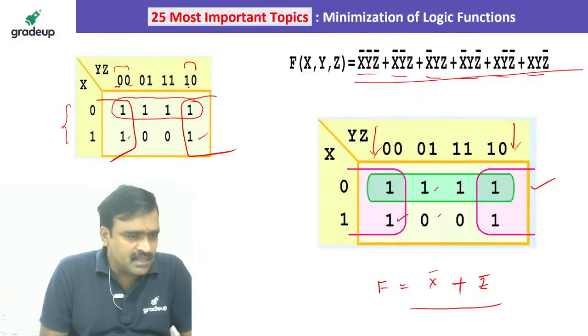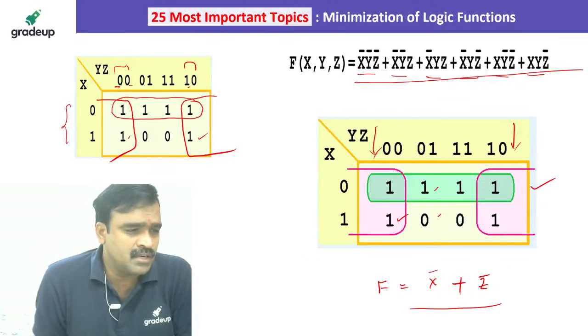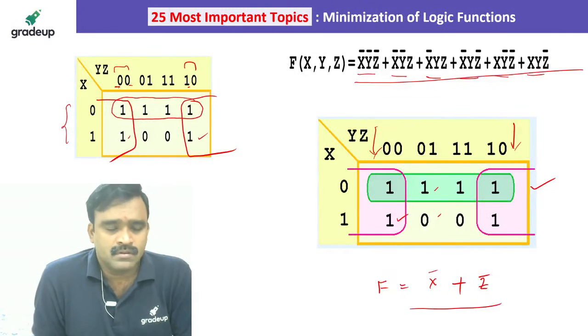Are you following? Is it clear? So this is x bar plus z bar. No. X bar plus z bar. That is a mistake actually. Please try to correct this.